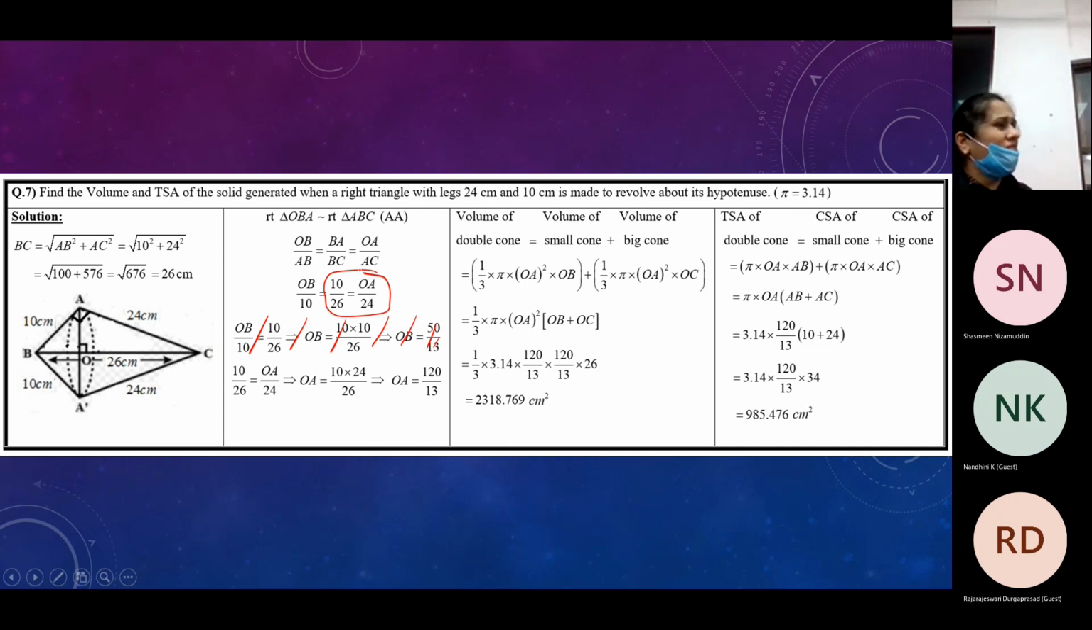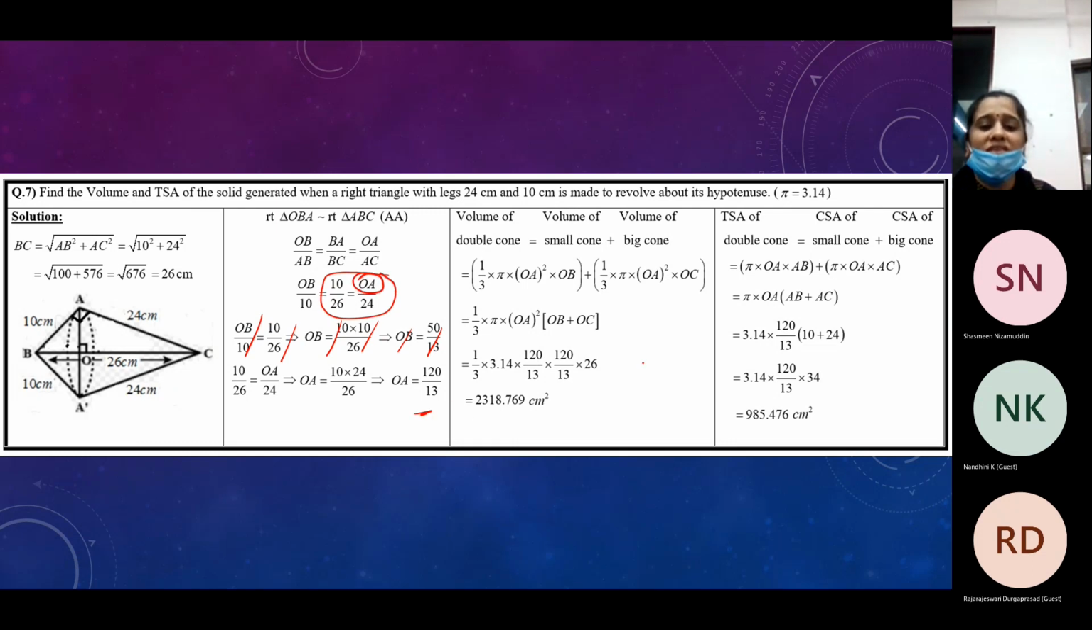Equate this and find OA. That's enough. We only want the radius. We don't want anything else. Equate that. So you don't have to work this. You don't have to work this. You just have to work this one because we want only OA.